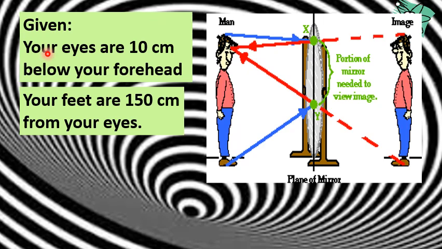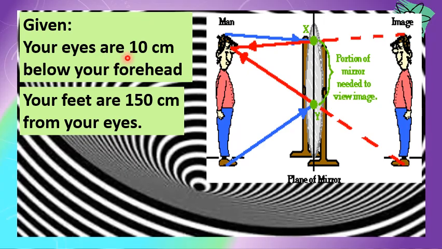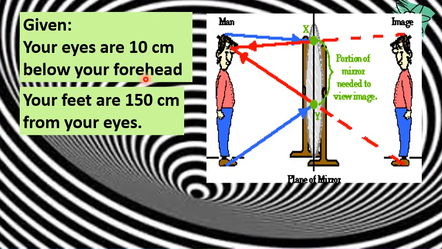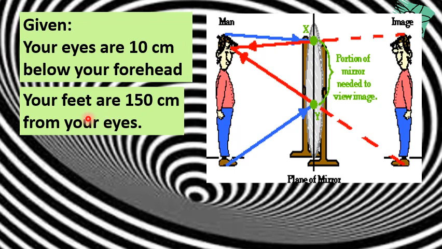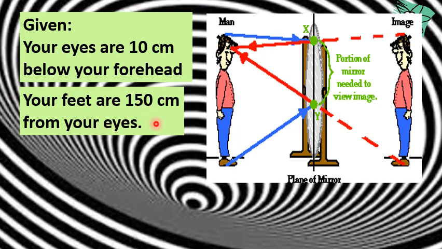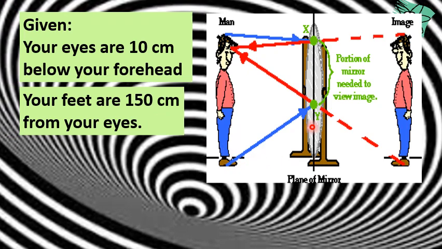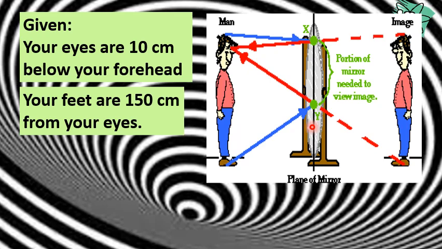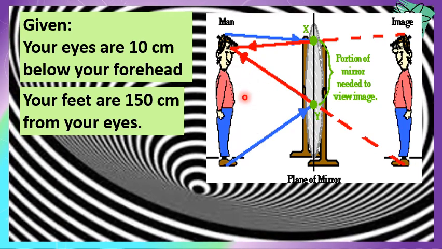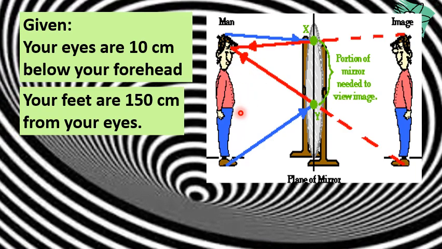And also, we say that your eyes are 10 centimeters below your forehead, while your feet are 150 centimeters from your eyes, assuming that you are standing on the floor. We know that there is an infinite number of incident rays that we can choose.